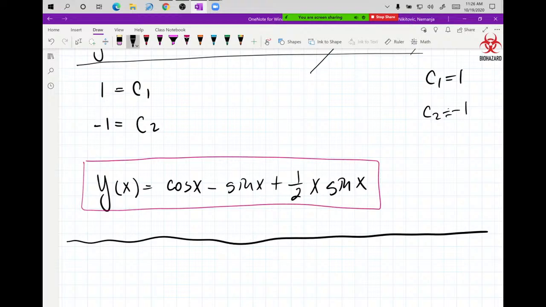Professor? Yes. I noticed in this problem that if you had just used YC, Y complementary, to find C1 and C2, you would have gotten the same C1 and C2. Is that just the case for this problem, or is that always going to be the case? It's always the case because it's A and B, right? Right. From our undetermined coefficients. Yes. Cool. Thank you. You're welcome.